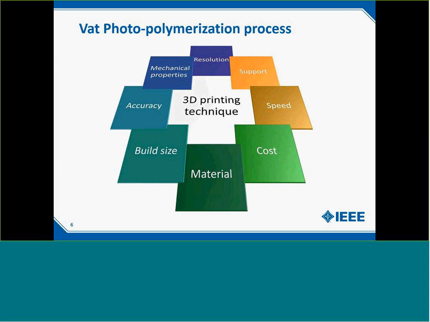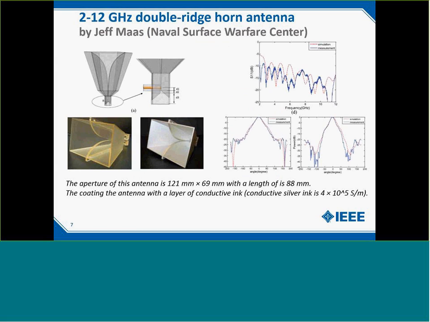removed later on. Now let's go through some of the examples that have been included in the special issue of the IEEE. The first one was included in the paper from Jeff Maas. It's for a 2 to 12 gigahertz double-ridged horn antenna.